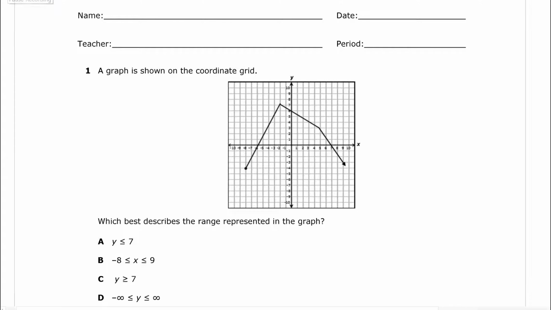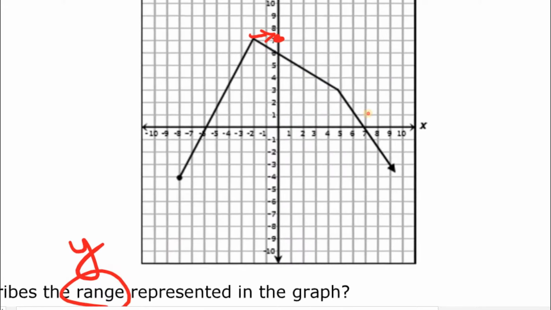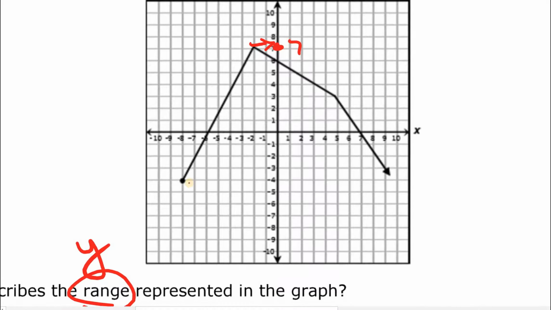All right, number 1 is asking for range. We know that range is y, so we're going to squish this to our y-axis. This dot comes over and fills in at 7. This dot comes over at -4.